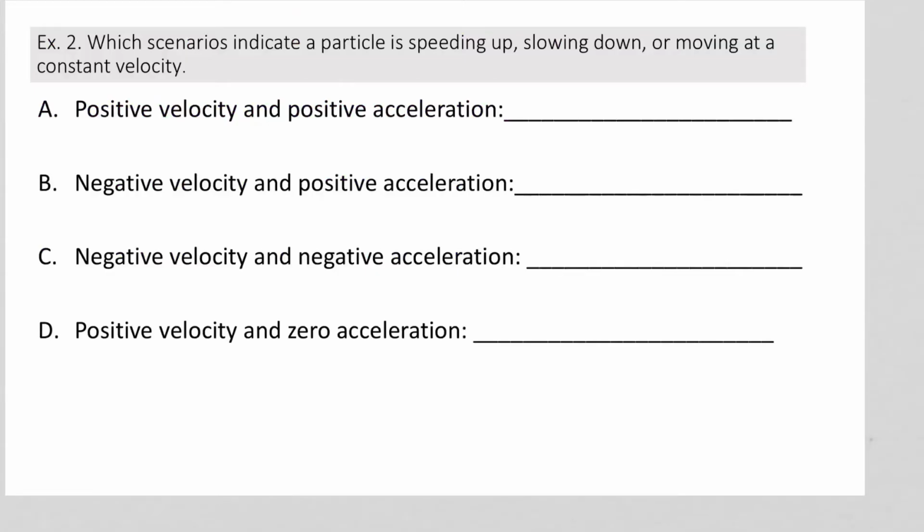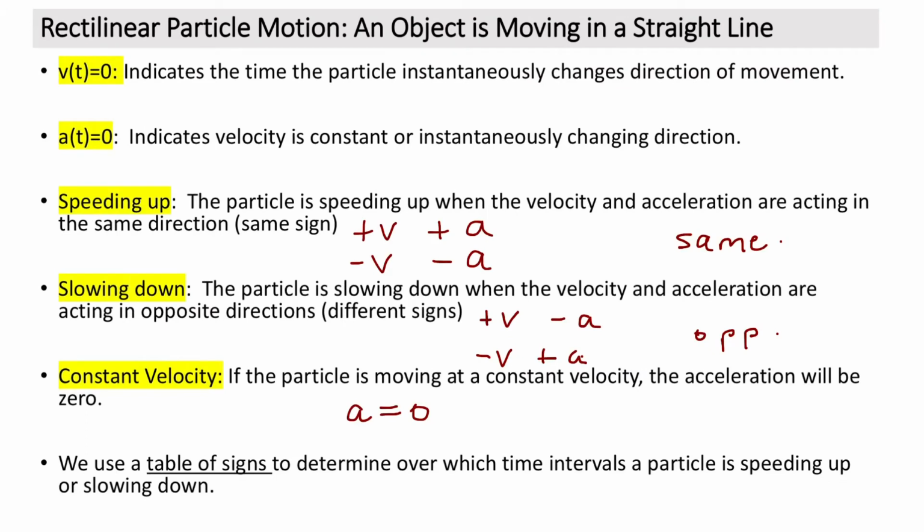The next question says, which scenarios indicate a particle is speeding up, slowing down, or moving at a constant velocity? Here we can go back to our notes page where we talked about if a particle is speeding up, its velocity and its acceleration are going to be acting in the same direction, either positive or negative. If the particle is slowing down, its velocity and its acceleration are going to be acting in opposite directions. So that's what we're going to look for.